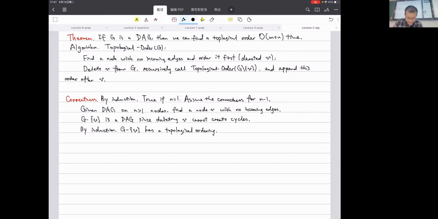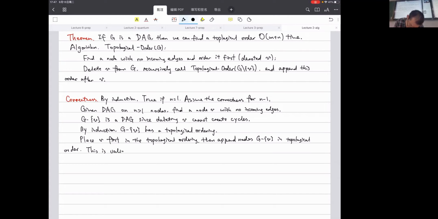As we discussed, we place v first in the topological ordering and append the nodes of G minus v in topological order. This is valid since v does not have incoming edges.